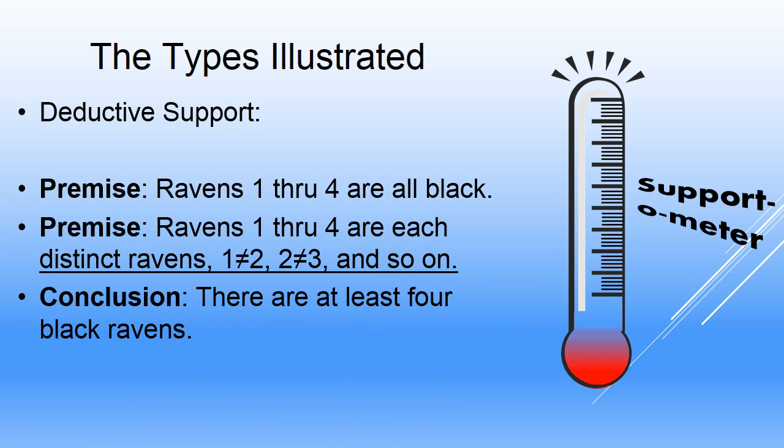I'm going to put a supportometer to the right. In the first example, we achieved the maximum degree of support for our conclusion that we could get. The premises back the conclusion in such a way that the conclusion cannot possibly be false if the premises are true.